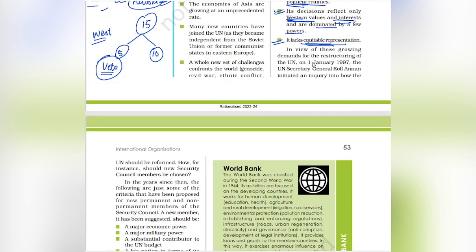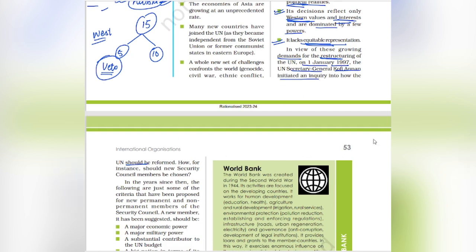Now, in view of these growing demands, definitely all the countries were demanding that there is a need for the restructuring of the United Nations. So finally, on 1st January 1997, the UN Secretary General, who was Kofi Annan, we have talked about him in the previous lectures, finally initiated an inquiry into how the UN should be reformed.